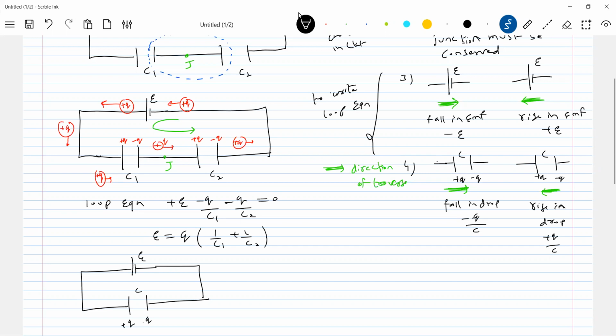Same amount of charge. Then what is Q equal to here? From this circuit, Q equals C into E. Substitute here, E equals Q by C. So therefore, what is the effective capacitance? 1 by C1 plus 1 by C2. So when two capacitances are in series, the effective capacitance is given by this formula. I'll write it here.